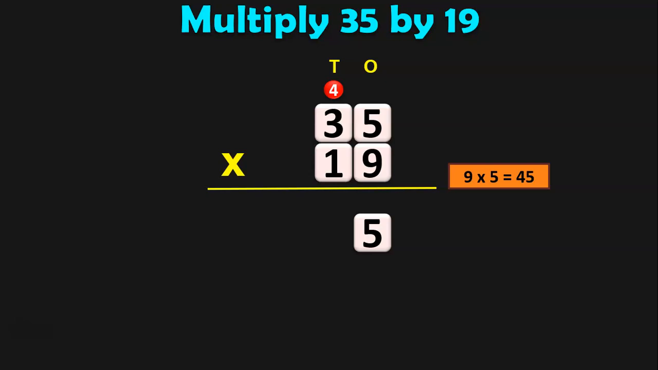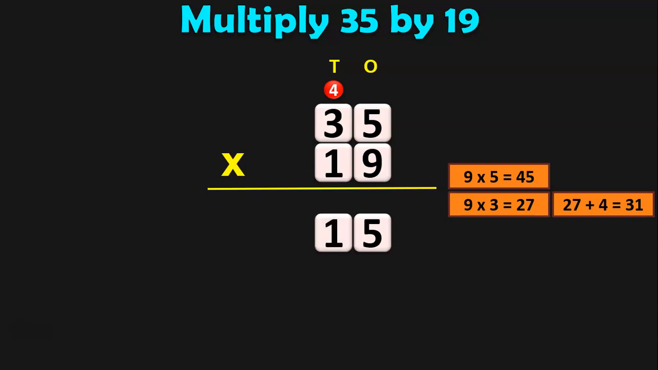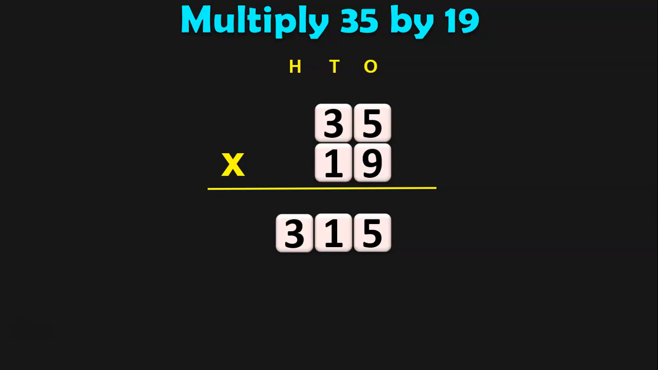So now what you have to do next is 9 into 3. You have to multiply, which will give you 27. You have to add this with the 4 which is carried over. So 27 plus 4 will give you 31. So 1 in the tens place and 3 will move to the hundreds place. Now remove all these calculations to avoid confusion.